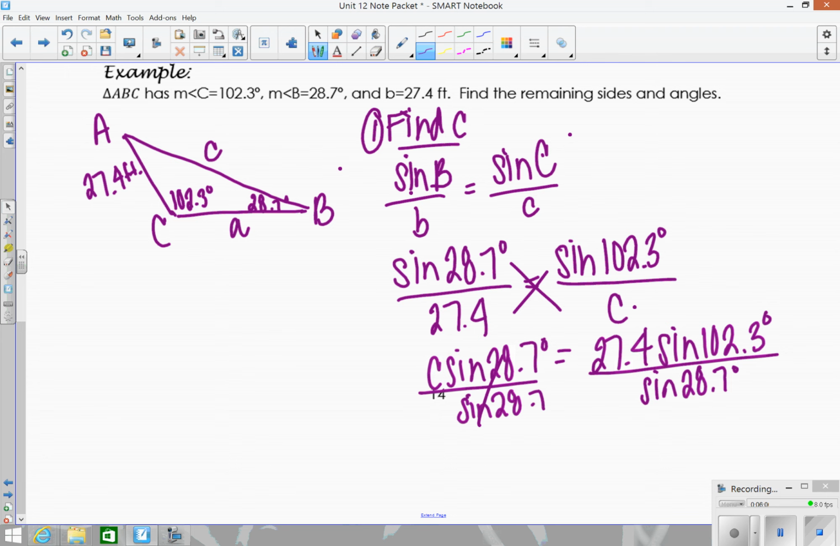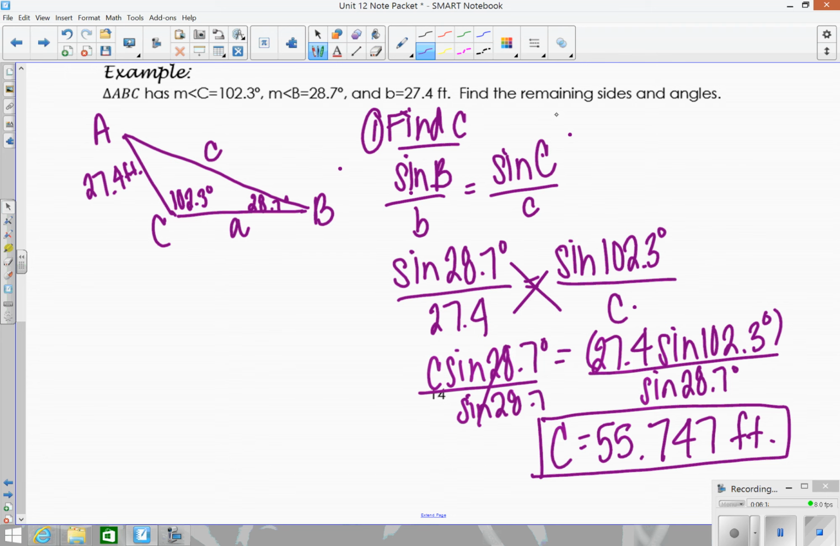You do want to make sure that your calculator is in degree mode, and then you can enter this entire thing. When you do that, you should get 55.747, so I'm just going to round to 3 decimal places, feet. So that's the length of side C, but it says to find all of the remaining sides and angles.